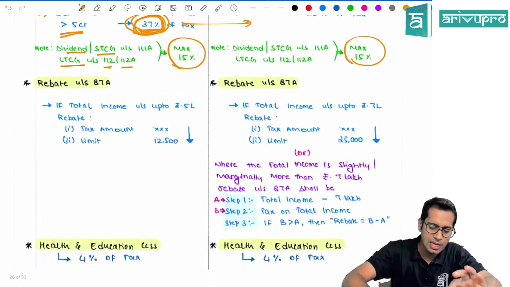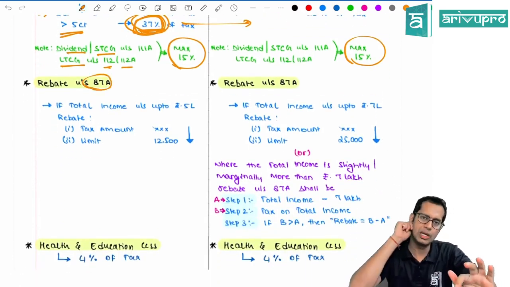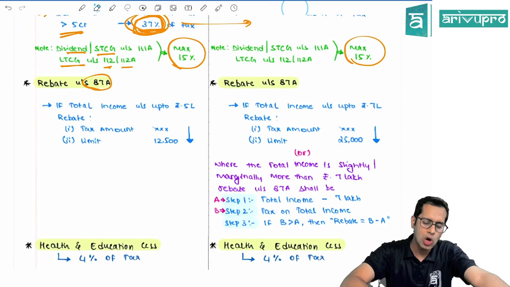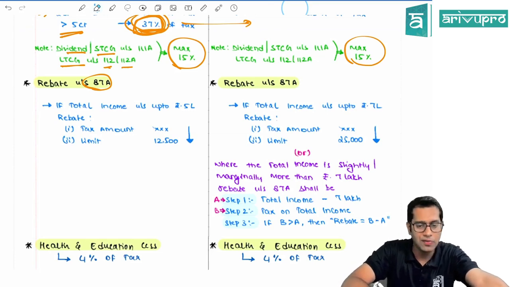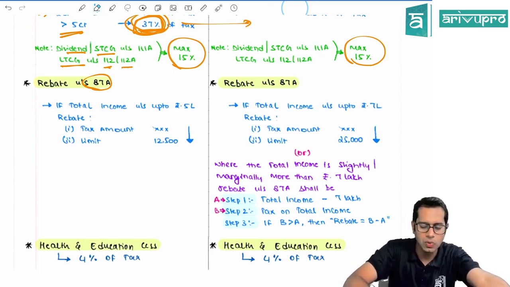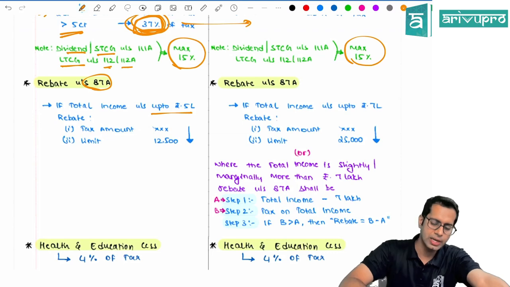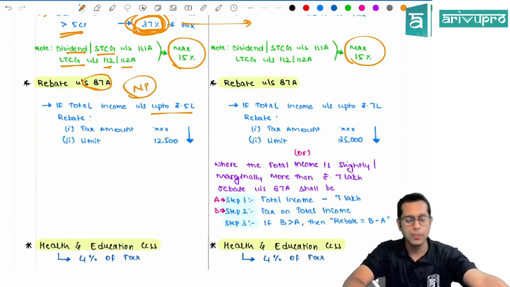Then, sir, what about rebate? Is rebate applicable for 115BAC people also? Yes. See, normally, when will you get a rebate? If your total income is up to 5 lakh rupees, only then you will get a rebate. Under normal provision, you will get a rebate if your total income is up to 5 lakh rupees.